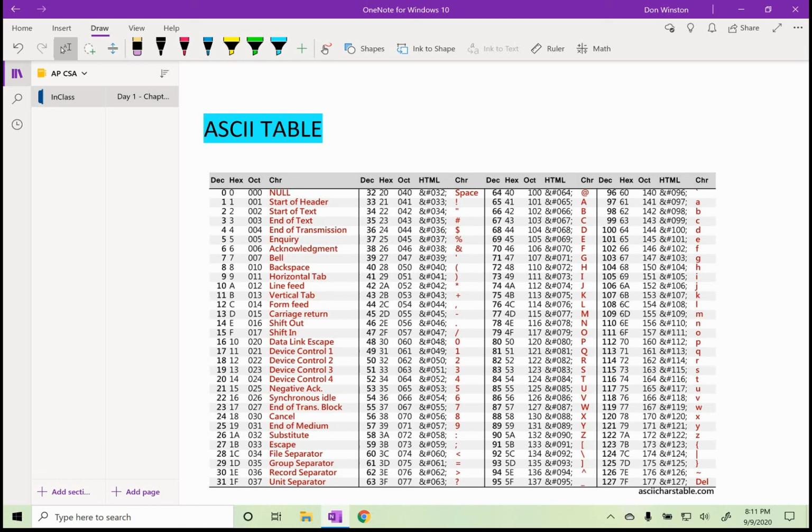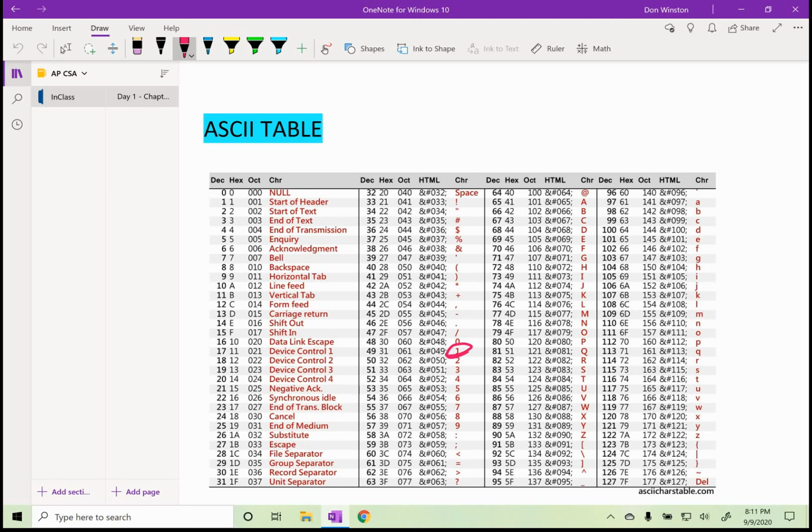Okay, so how does the computer interpret those zeros and ones your keyboard presses into text or whatever? Okay, so we have this ASCII table. Okay, so when you press the keyboard, for example, if you press on the keyboard the number 1, okay, the decimal representation of that is 49. The hex is 31. And the octal is 061.